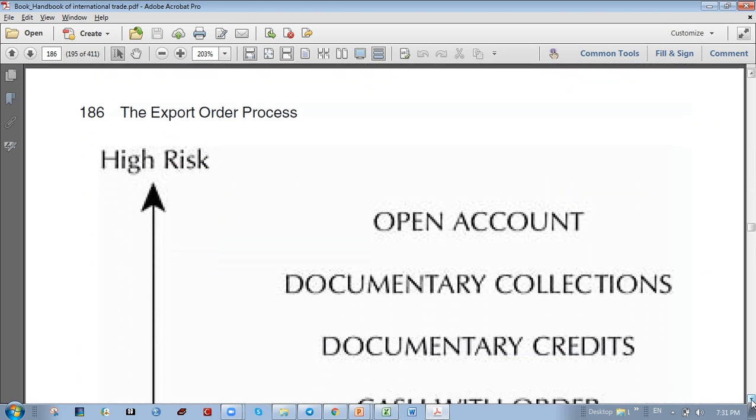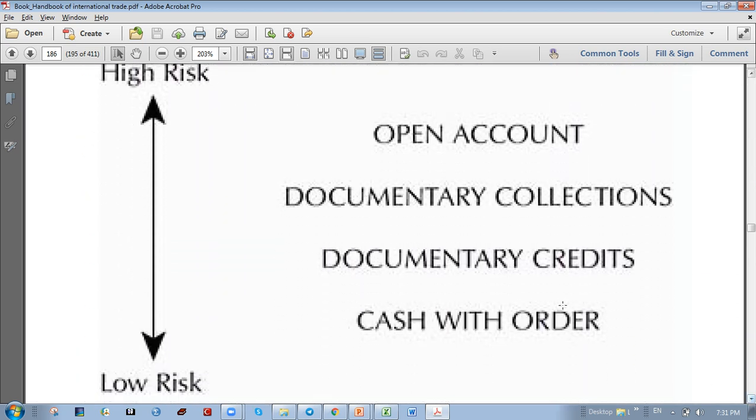Risk assessment. In terms of risk assessment, we have high risk here, low risk here. So what is the high risk? Like open account. What does open account mean? Documentary collections, documentary credits, cash with order. Open account is high risk, cash with order is low risk. So some of you will explain this one. I want to hear. Sometimes you cannot find this keyword meaning in our chapter here, but you can go to other sources to find what open account means, what documentary collections means, what documentary credits means, what cash with order means.